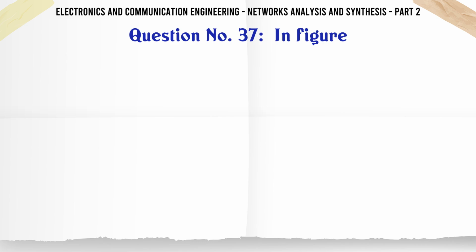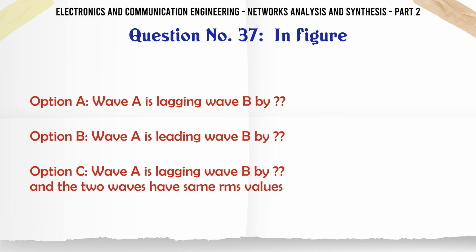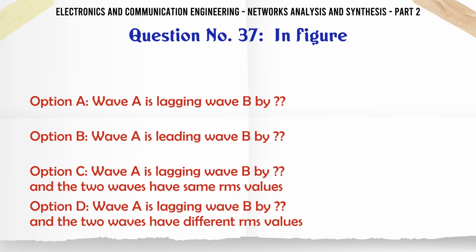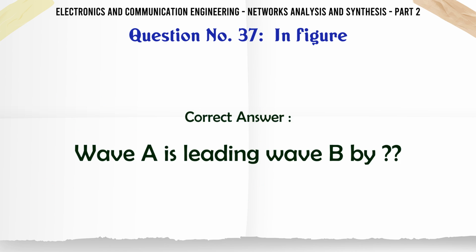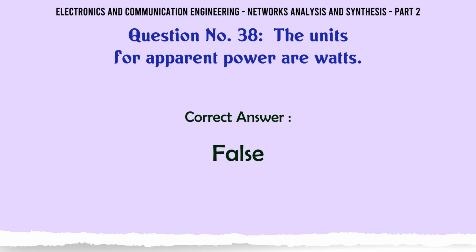In figure, A wave A is lagging wave B by some angle, B wave A is leading wave B by that angle, C wave A is lagging wave B by that angle and the two waves have same RMS values, D wave A is lagging wave B and the two waves have different RMS values. The correct answer is wave A is leading wave B. The units for apparent power are watts. A true, B false. The correct answer is false.